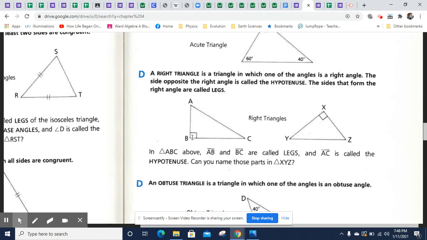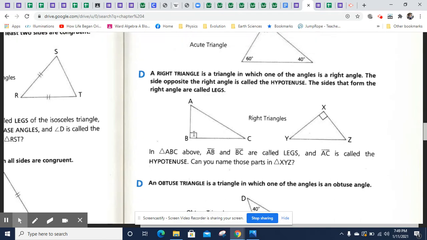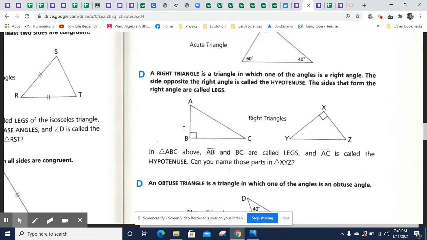And there's a right triangle in which one angle is right, okay? And that makes it a right triangle. Once that angle is right, of course, the other two have to be acute. There are some things about the names of parts of a right triangle. These sides that are adjacent to the right angle, adjacent means next to, are called legs. And the long one is called the hypotenuse.